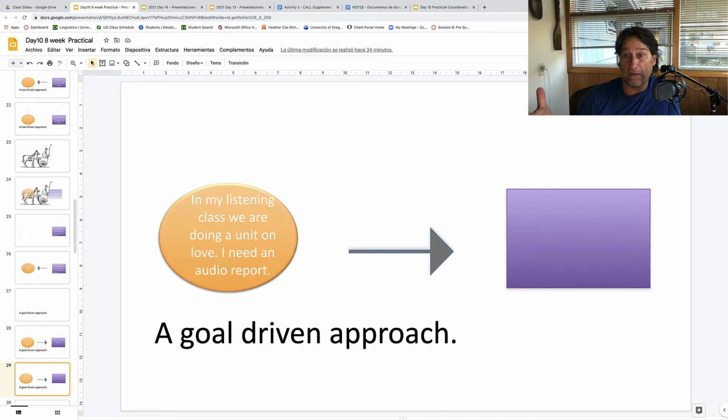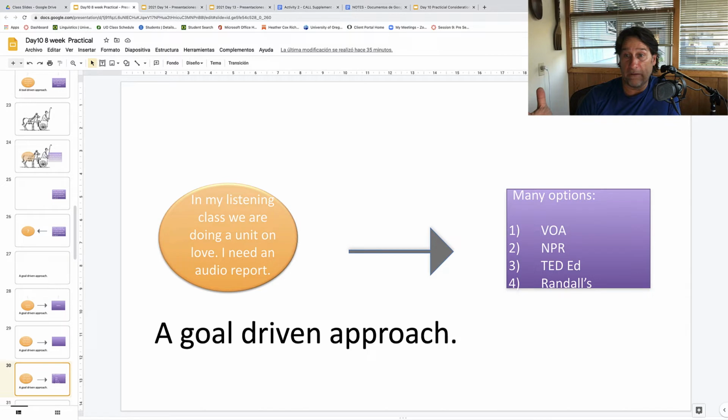So, for example, in my listening class, we're doing a unit on love. I need a nice audio that talks about love and the different ways people look at love in U.S. culture, or something like that. And then I start doing some research and I find some audio things online, some podcasts or some audio transcripts that I could use with my class. I find that there's VOA, there's NPR, there's TED-Ed, there's Randall's. All of these might have something on love, and I say, oh, those might be good options.